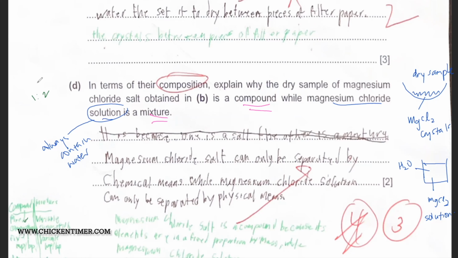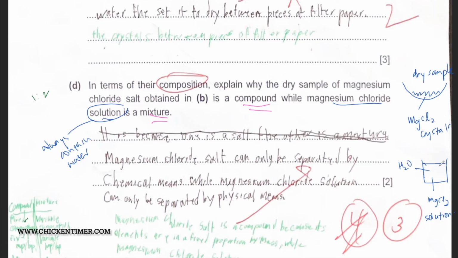So in this case, magnesium chloride is this. This contains only one magnesium chloride crystal. Whereas magnesium chloride solution contains magnesium chloride and water. So the proportion of water and magnesium chloride can always be different. Sometimes you have more magnesium chloride and less water, or sometimes more water and less magnesium chloride. So the ratio of composition in magnesium chloride solution is not the same all the time.